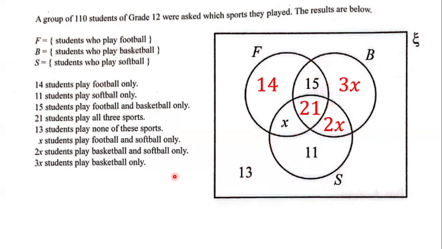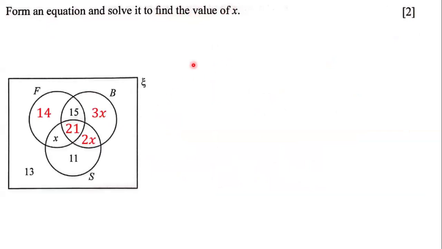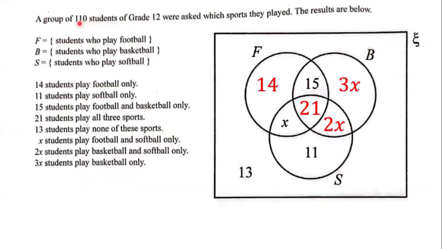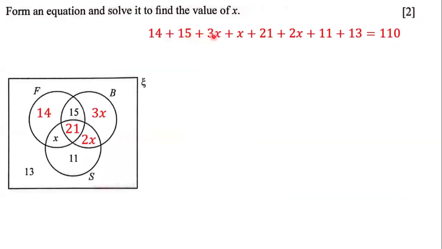And so what we have to do here is form an equation and solve it to find the value of X. If we look at our Venn diagram, we have that 14 plus 15 plus 3X plus X plus 21 plus 2X plus 11 plus 13 is equal to 110. And why do we say 110? Because it says that a group of 110 students. And so that means that 14, 15, 3X, X, 21, 2X, 11, and 13 all added together must be equal to 110.